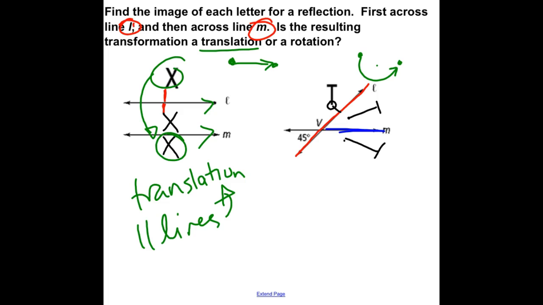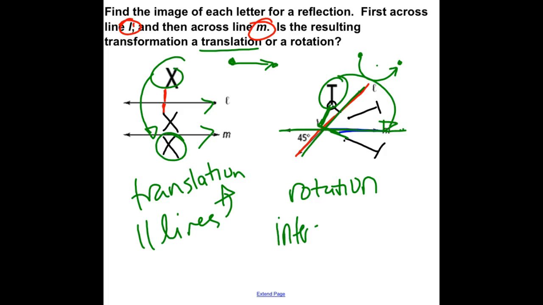And so what they want to know is how do I get from this original T all the way to this new T. Well, you can kind of see that it's turning around this angle, it's rotating. Now, rotation occurs when, notice these two lines that we were reflecting across, when they intersect. So intersecting lines, when you reflect across them, that's when you get a rotation. Parallel lines, when you reflect across, you get what we call a translation.